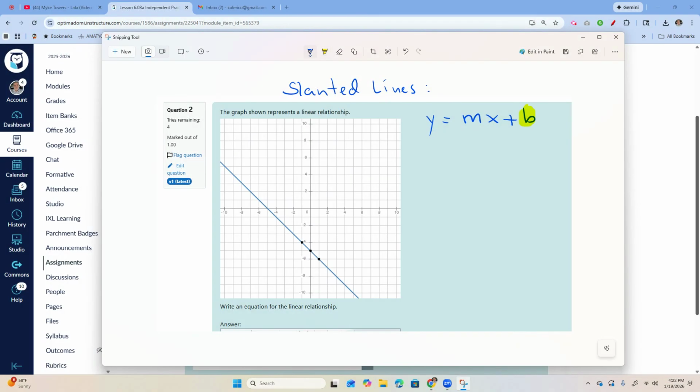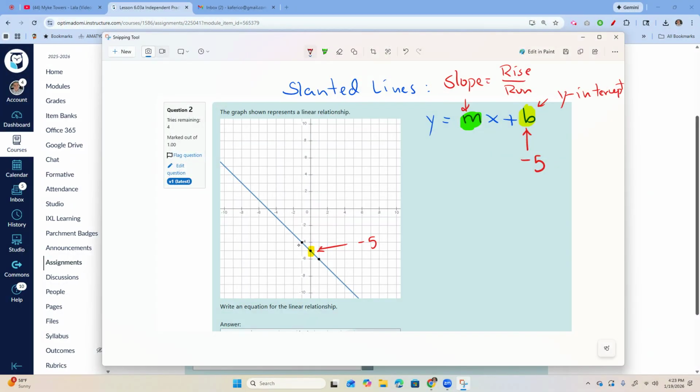B is called the y-intercept. And the y-intercept is a point on the y-axis. You can see the point that is on the y-axis, this one that I highlighted in yellow. What number is that point? That point is -5. So that means that my b is -5. Now I'm going to find the slope, which is the m. M is the slope, the inclination. And the way you find that is rise over run.